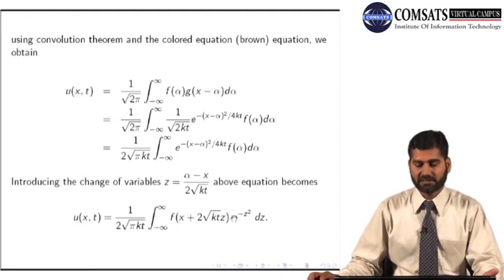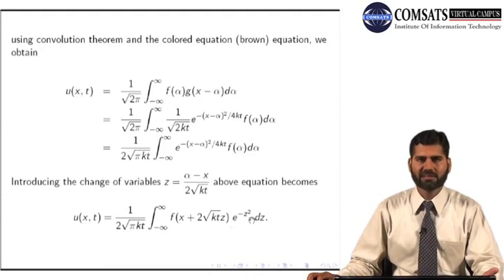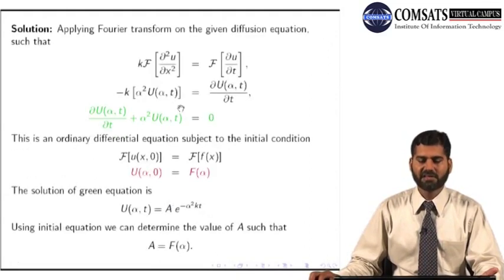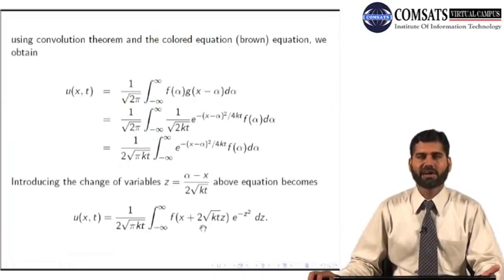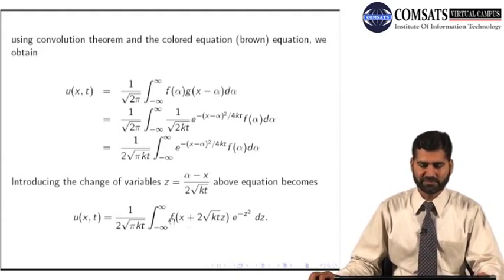Because this is your variable of that Gaussian distribution, e to the minus z square, but here f is being multiplied. We don't know the form of f because the initial condition is not given, u of x,0 is f of x. So if f(x) is given to me, I will be able to find the answer. Otherwise, we will leave our answer in terms of integration. Alright? Because f is not known, so I cannot go further.